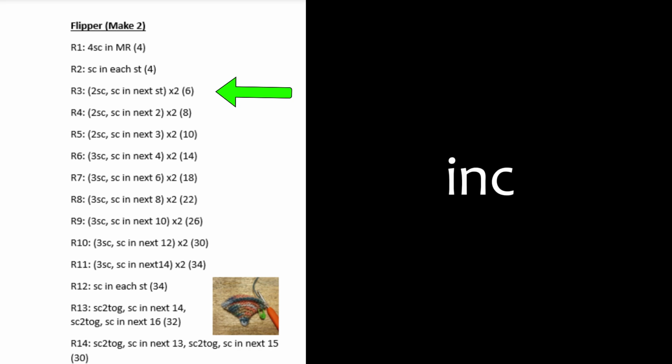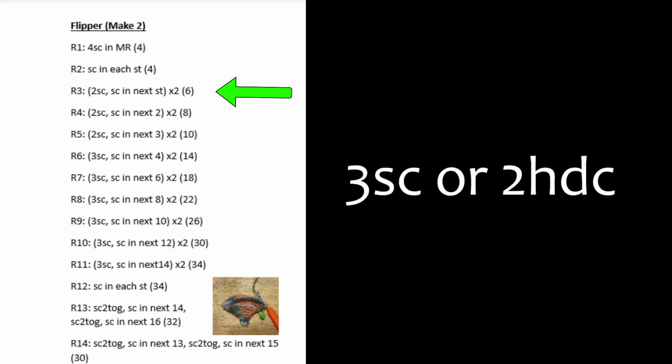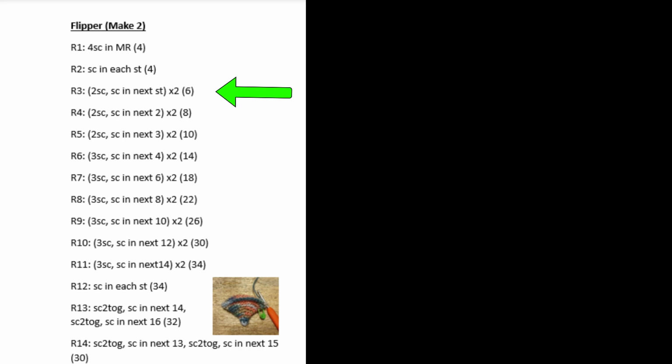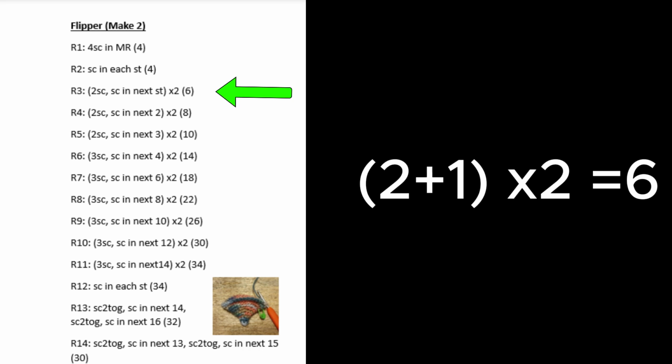I don't personally use INC, as I don't believe it is 100% clear how much you increase by or in what type of stitch. If I write 3 single crochets or 2 half double crochets, you know how many times of which stitch to increase by. So back to the pattern. So we're going to do 2 single crochets in one stitch, and then single crochet in the next stitch, and we're going to do that twice.